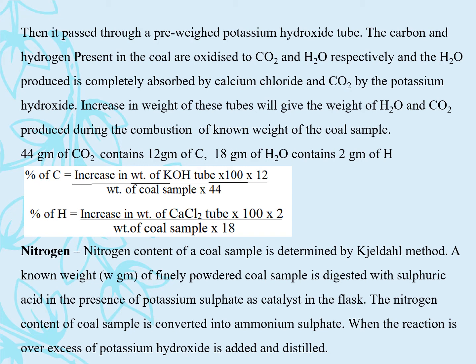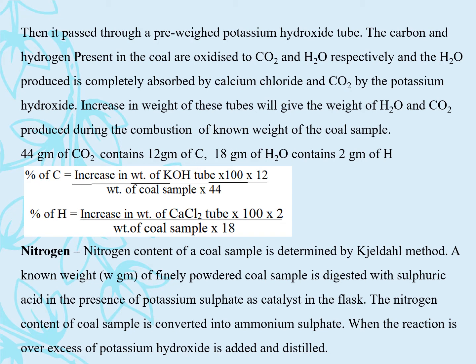So the percentage of carbon is equal to increase in weight of the potassium hydroxide tube into 100 into 12, divided by the weight of the coal sample into 44, and the percentage of hydrogen is equal to increase in weight of calcium chloride tube into 100 into 2 divided by the weight of coal sample into 18. So this is how the percentage of carbon and hydrogen are determined.